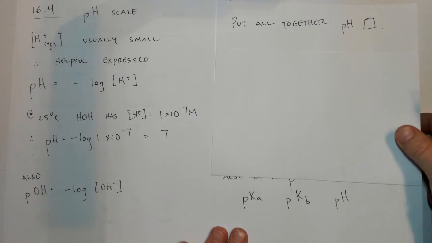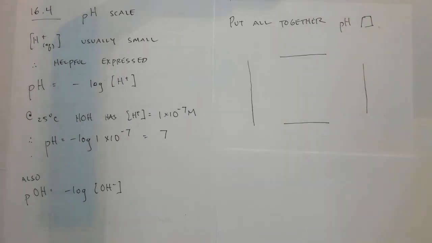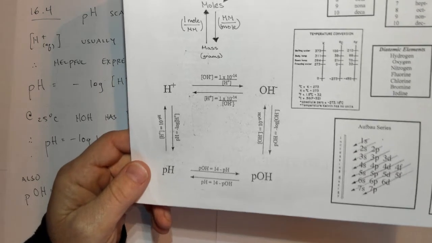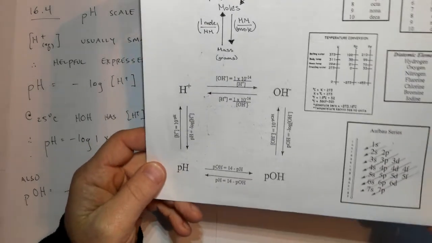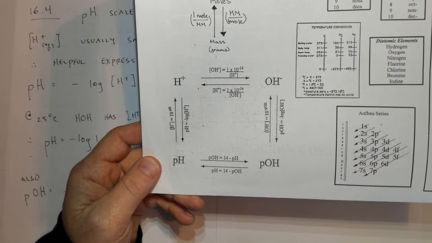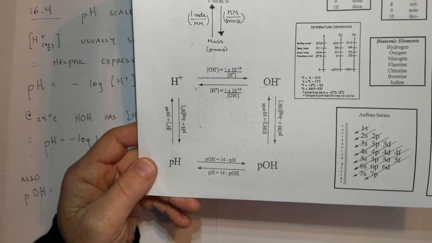So let's put it all together. And we put it all together in what's called a pH square. And if you take your periodic table out, you can turn to this page right here and pause the video now so then you can take a look at this. Make sure you've got yours out in front of you. I'll pause for about 5 seconds and wait for everybody to have this.